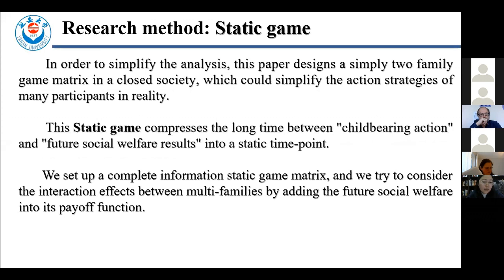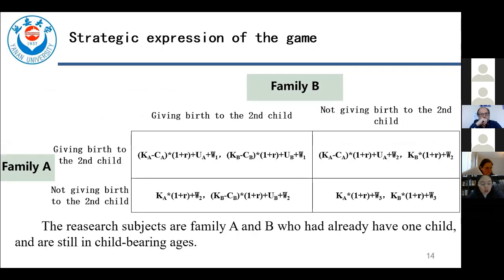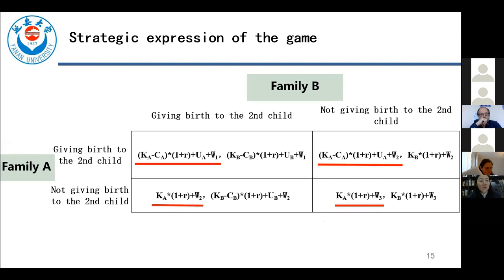We set up a complete information static game matrix, and we try to consider the interaction effects between multi-families by adding the future social welfare into its payoff function. The research subjects are family A and B, who already have one child and are still in childbearing age. These two families have the same behavior strategies, giving birth or not giving birth to the second child.